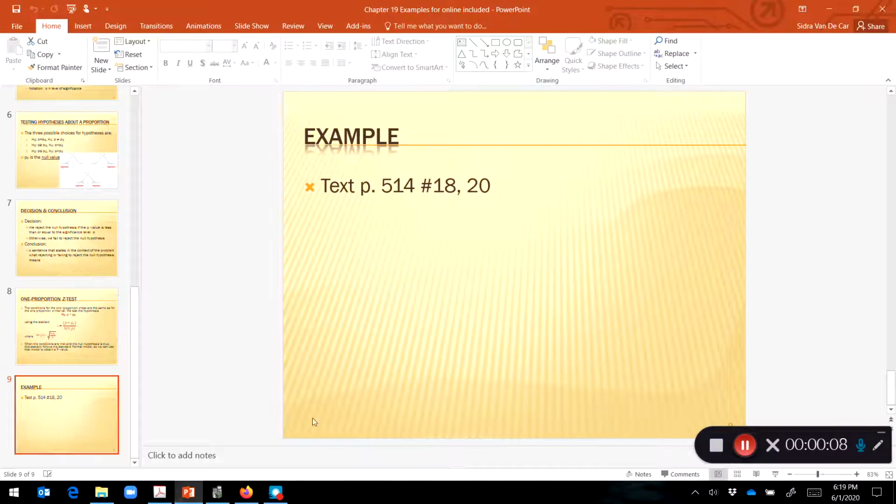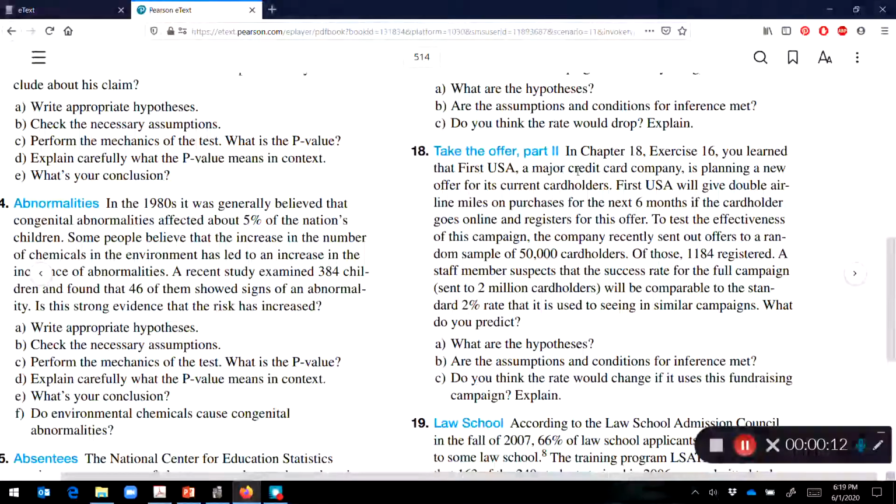Now let's look at some examples of hypothesis testing with proportions. Let's start in the textbook with number 18. First USA is planning a new offer for its cardholders. They'll give double airline miles if you go online and register for the offer. To test the effectiveness, they sent out offers to a random sample of 50,000 cardholders.